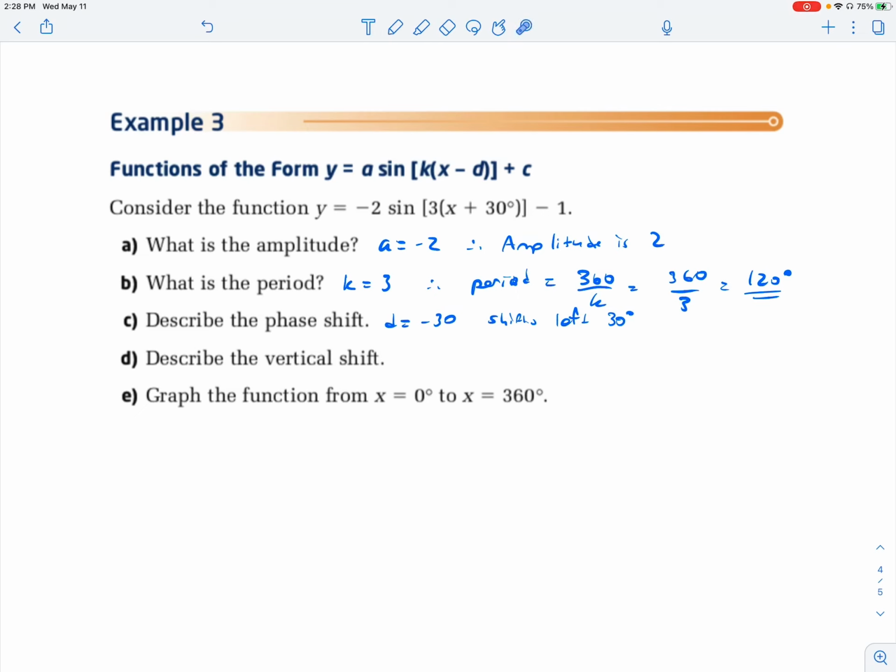And lastly, the vertical shift, well, c is -1. Therefore, shift down 1 unit. Shift down 1 unit. Okay. So this actually tells me where my center line is, where the middle of the graph is. So when I start graphing, I'm going to put that down first.